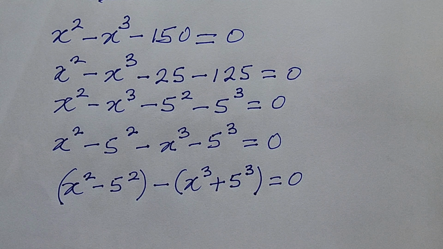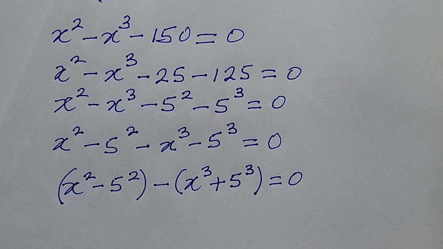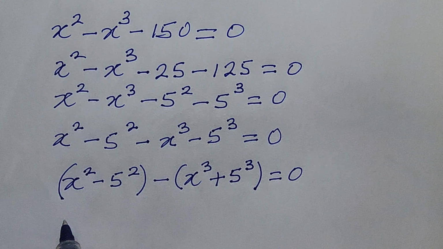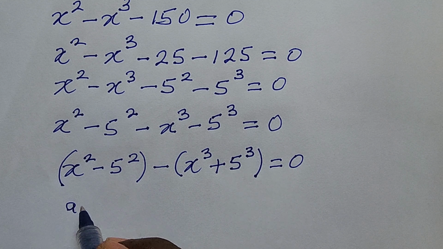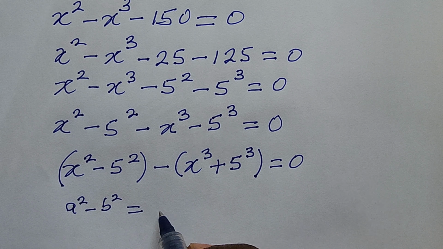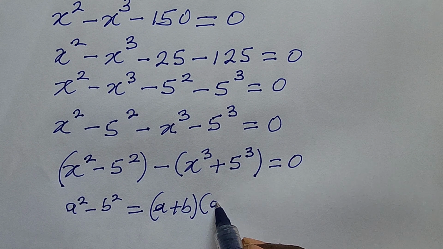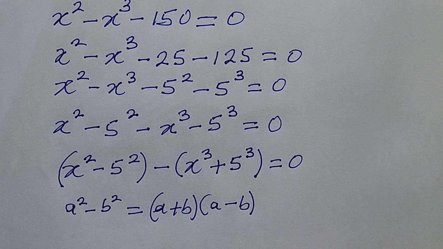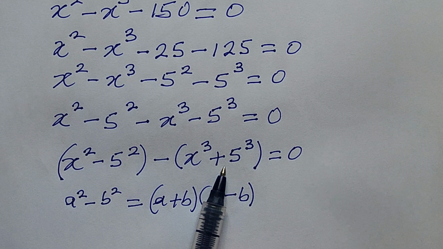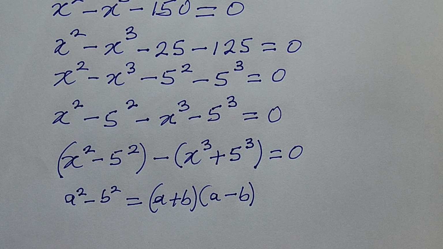Good. Now, here we have x to the power of 2 minus 5 to the power of 2. What comes to mind is what we call difference of two squares. You remember that? Difference of two squares says that if you have a to the power of 2 minus b to the power of 2, this is equal to bracket a plus b close bracket, bracket a minus b close bracket. Now, inside the second bracket, we are having x to the power of 3 plus 5 to the power of 3. So what comes to mind is sum of two cubes.